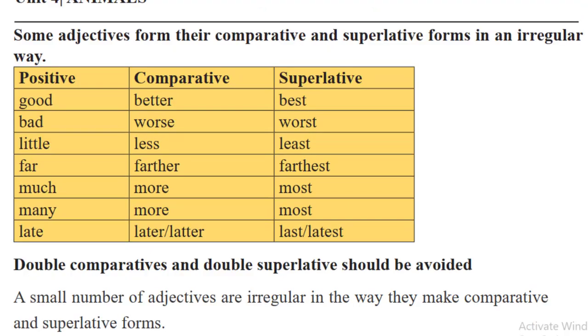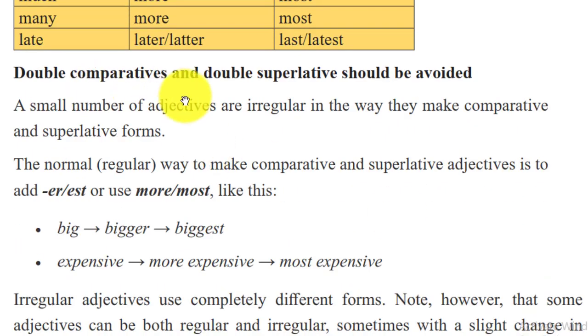Look at them. Some adjectives form their comparative and superlative forms in an irregular way. For example, good, better, best is irregular. They don't normally add er, and they don't take more and most. Bad, worse, worst; little, less, least; far, farther, farthest; much, more, most; many, more, most; and late, later, or latter, with the t doubled, last and latest. So again, these should be learned by heart. Double comparatives and double superlatives should be avoided. A small number of adjectives are irregular in the way they make comparative and superlative forms.